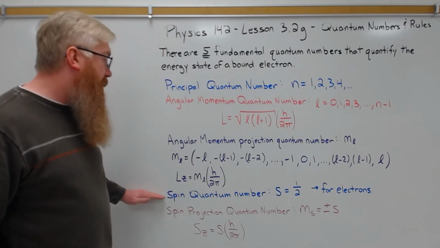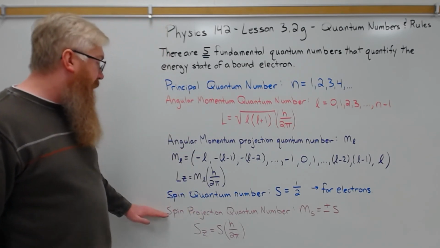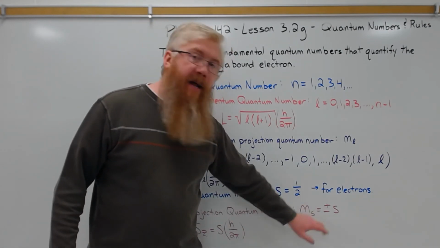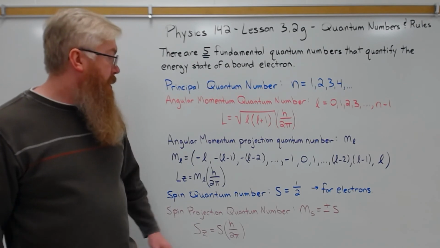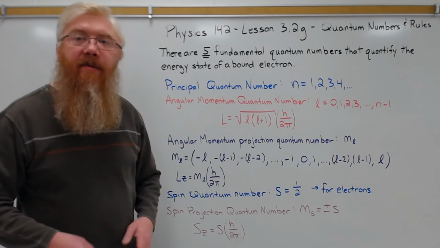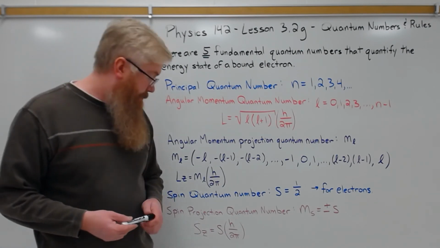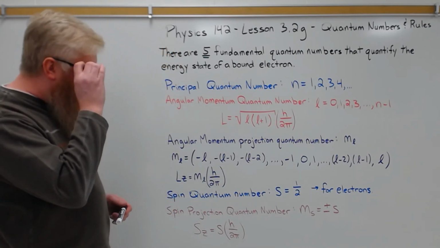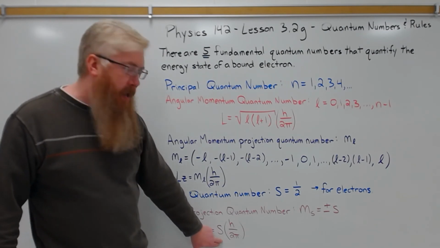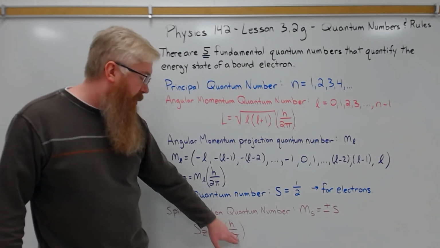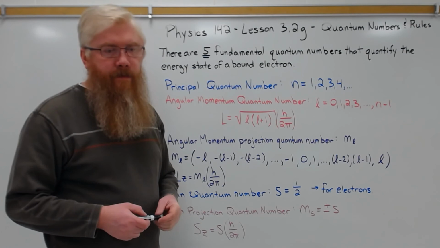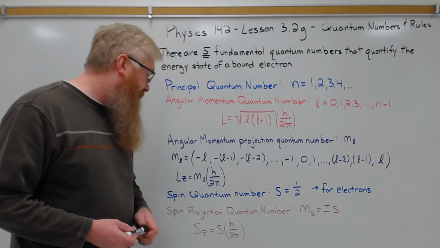But the spin quantum number allows us to understand the spin projection quantum number, m sub s, which is plus or minus the spin quantum number. Well, the spin quantum number is 1/2, so m sub s for electrons has to be plus or minus 1/2. That's it. And again, we can talk about the spin projection, s sub z, in the z direction, which is equal to m sub s times h over 2 pi. Again, s is given as 1/2.